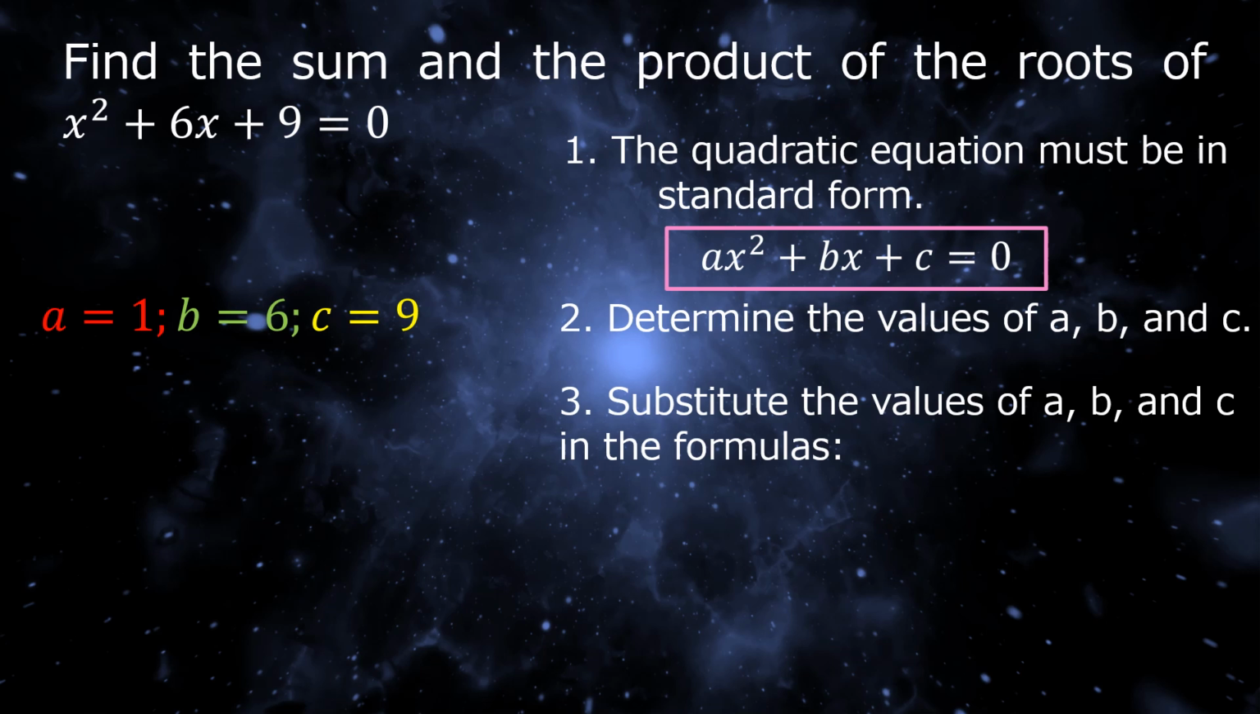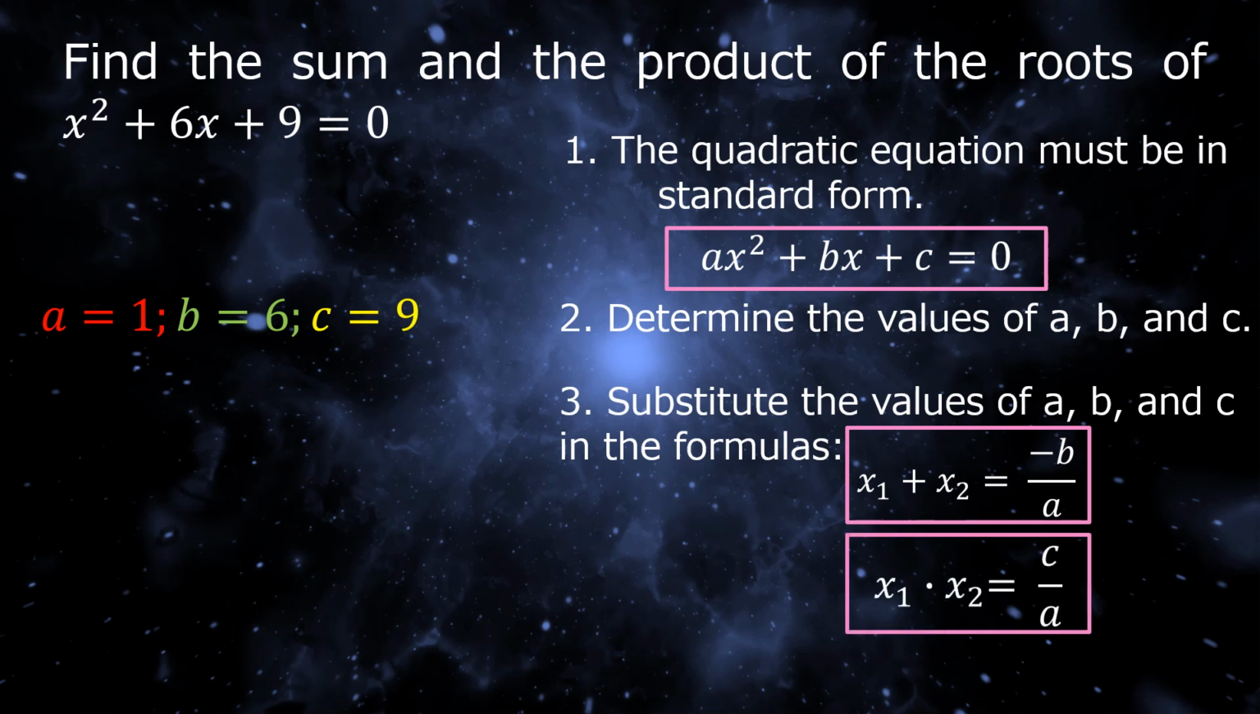Third step, substitute the values of a, b, and c in the formulas. The formula for the sum of the roots is x sub 1 plus x sub 2 is equal to negative b over a. And the formula for the product of the roots is x sub 1 times x sub 2 is equal to c over a. So, i-rewrite natin ang dalawang formula, and then i-substitute na natin yung values ng a, b, and c.